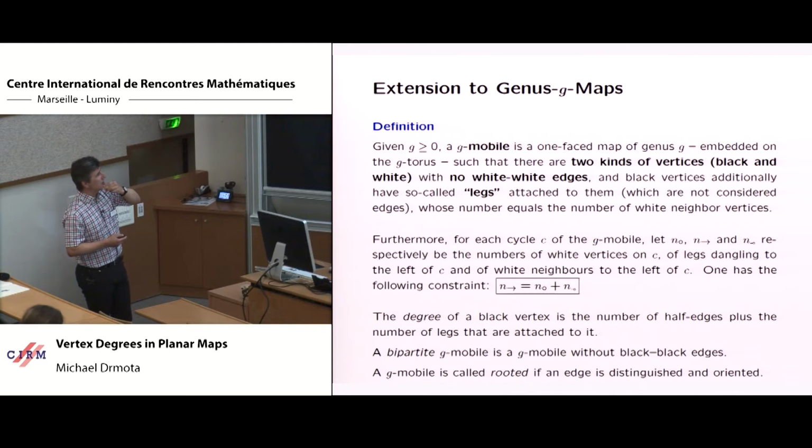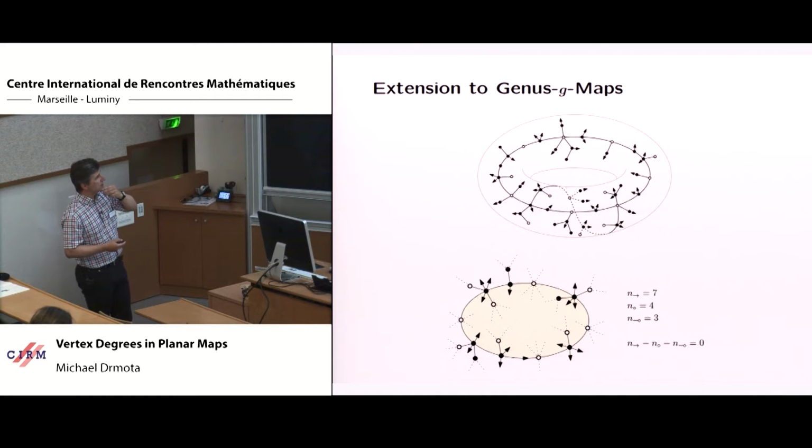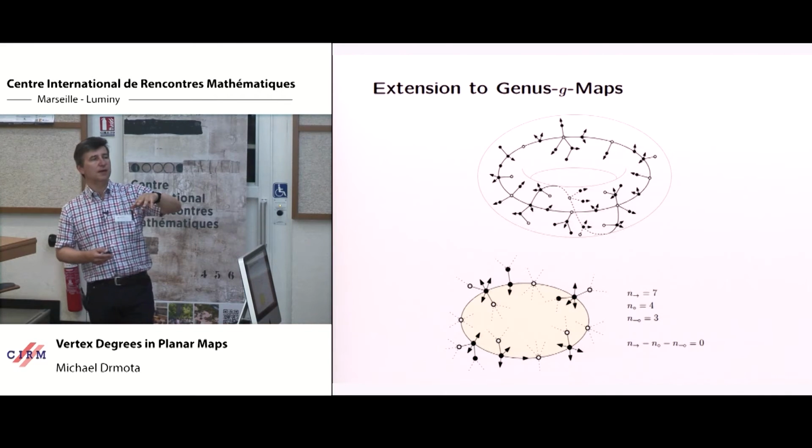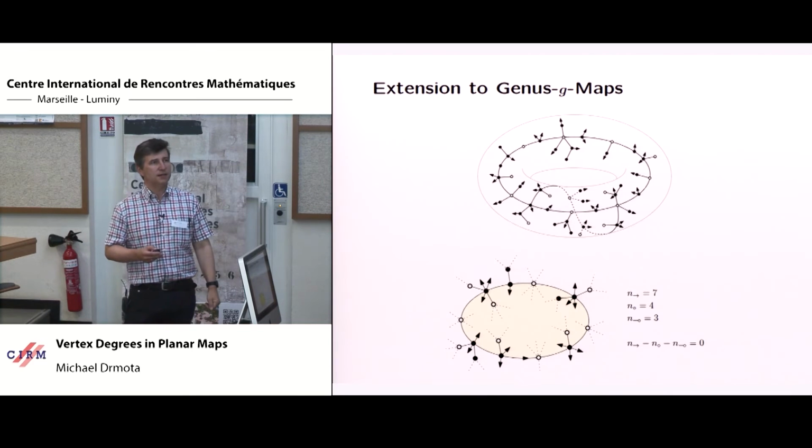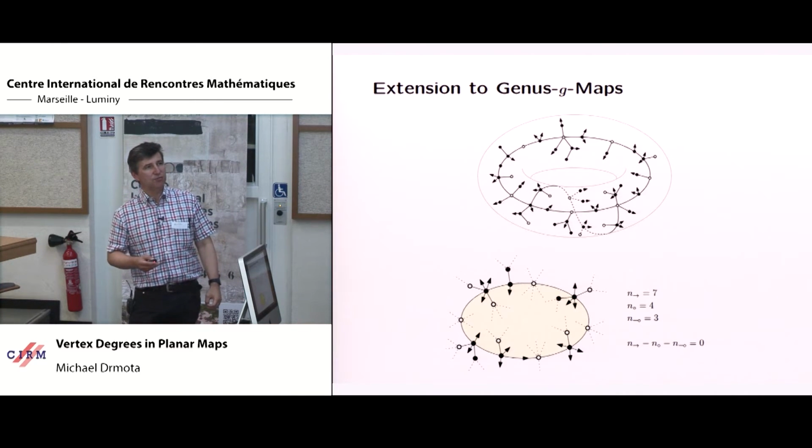So now you can have cycles on these mobiles. And on these cycles, you have to consider the number of white vertices. In this case, you have 4 white vertices on this cycle. You have to consider the left or the right-hand side of this cycle, so at once you have one side. For example, here inside you have 3 white vertices attached to this cycle to the left, and you have 1, 2, 3, 4, 5, 6, 7 legs into this direction. And there has to be a consistency relation, namely 3 plus 4 has to be 7.